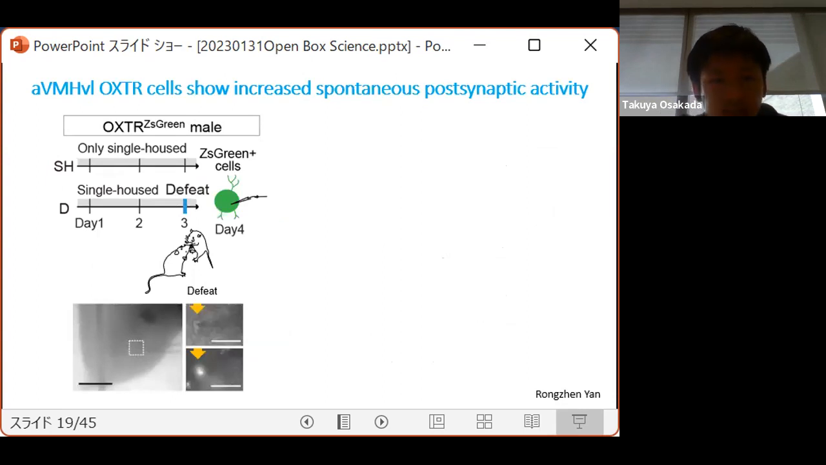Next, we wanted to address this drastic change in vitro using slice electrophysiology. Dr. Longgen, a postdoc in our lab, performed the recordings. Here we use oxytocin receptor reporter mice and made 2 conditions for the recording. SH here means single housed animals, and the bottom D means the animals with defeat events.